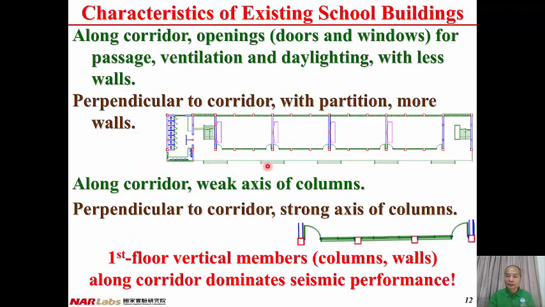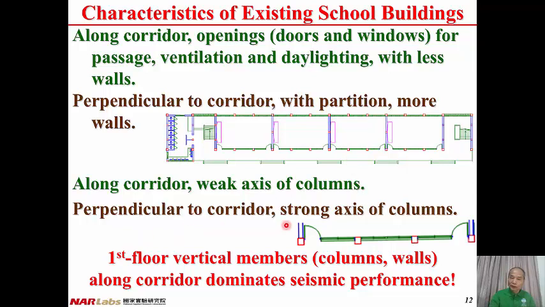Along the corridors, there are openings for windows, for doors, so that passage and ventilation and daylight are available. Therefore, the amount of walls along the corridor is less. And transverse to the corridor, there are partition walls 1, 2, 3, 4, 5, 6, and 7, so that the amount of walls may be more. Therefore, the conclusion is that along the corridor is the weak axis of the building.